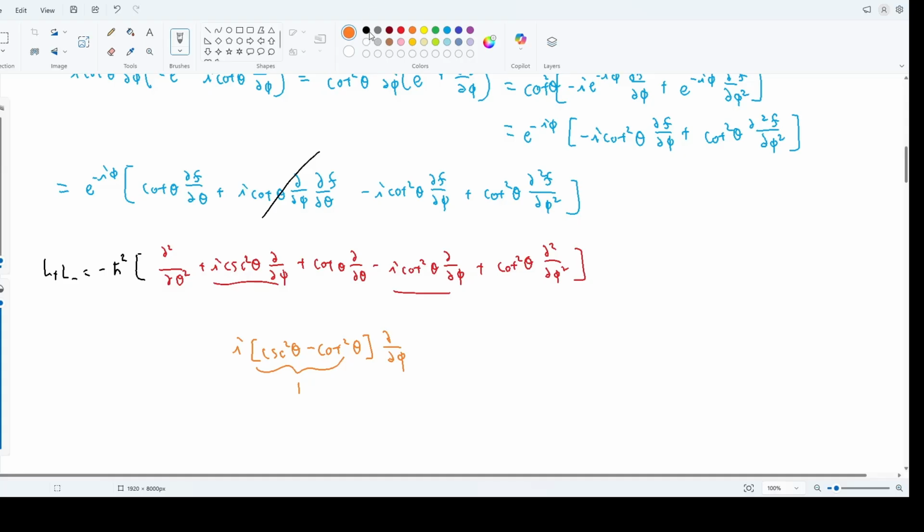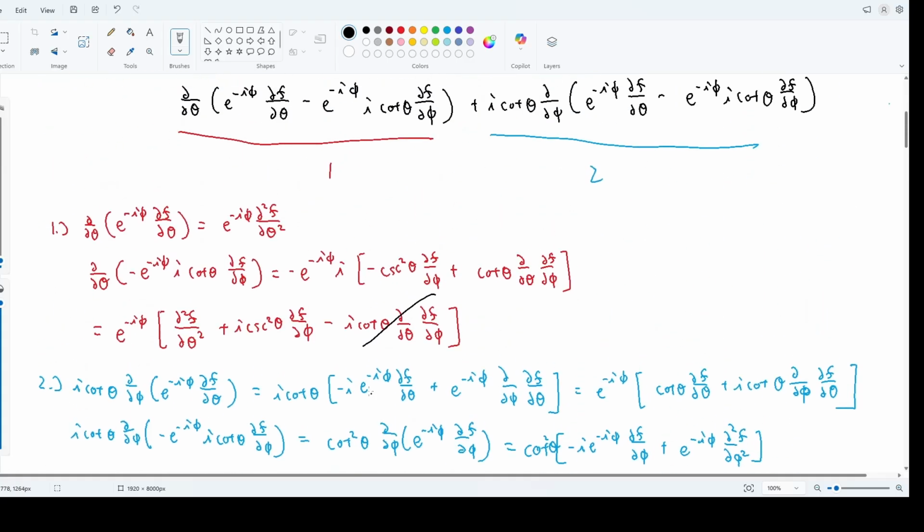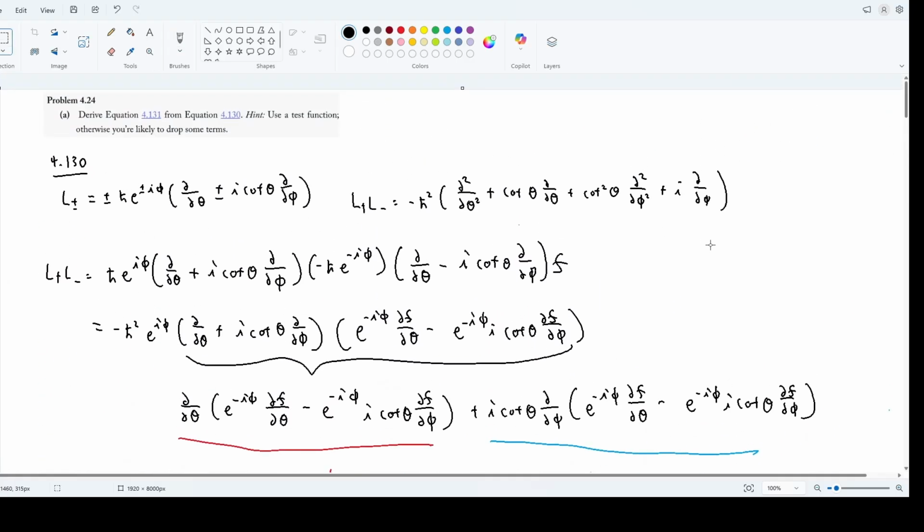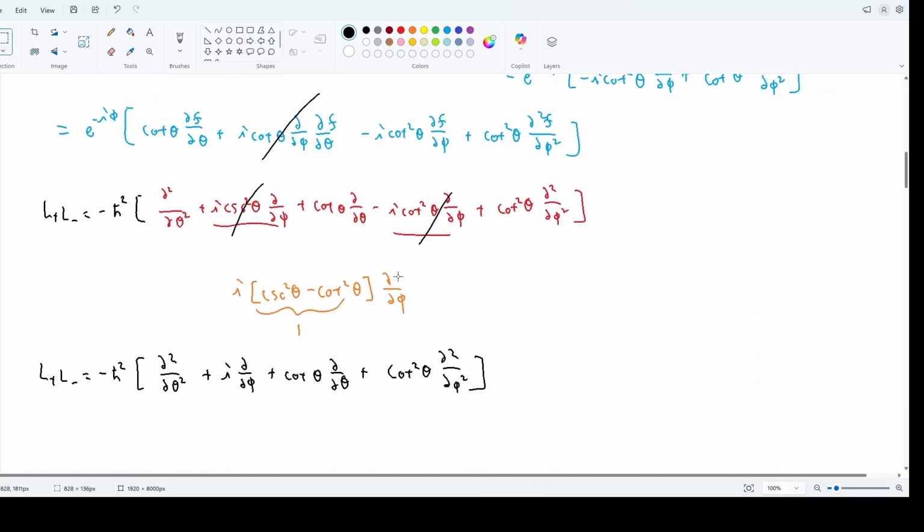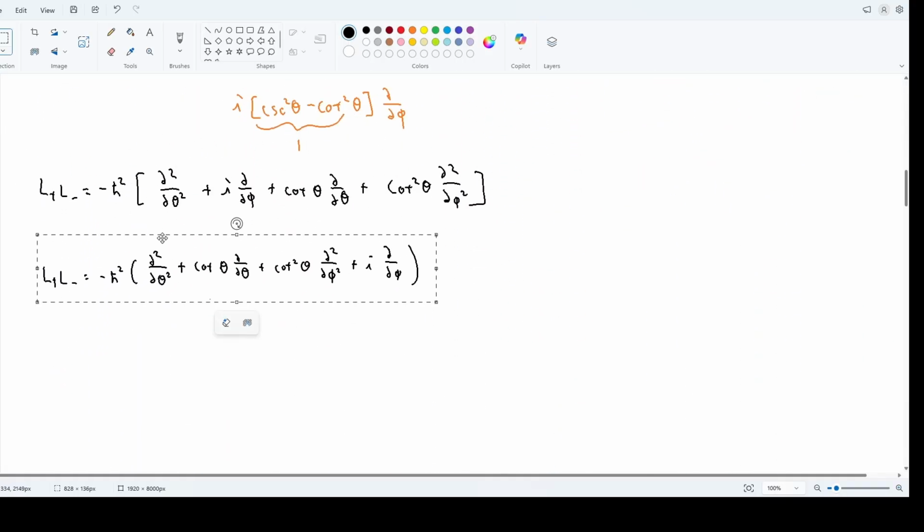So given that, L plus L minus is now equal to negative h bar squared d2 by d theta squared plus i times d by d phi for terms 2 and 4, plus cotangent theta d by d theta plus cotangent squared theta d2 by d phi squared. Now, if I look back up here at what I'm expecting to get from the answer that was given to us earlier on, is this an exact match? d2, I flipped the cosine, that's fine.